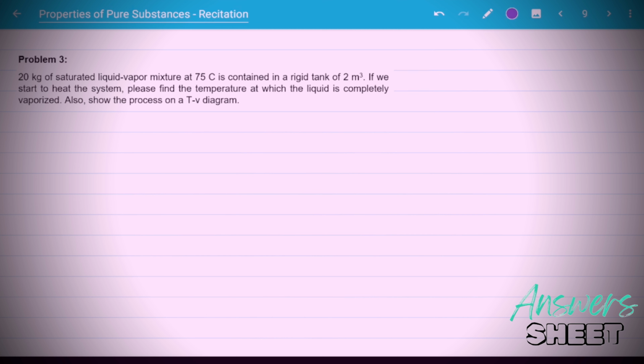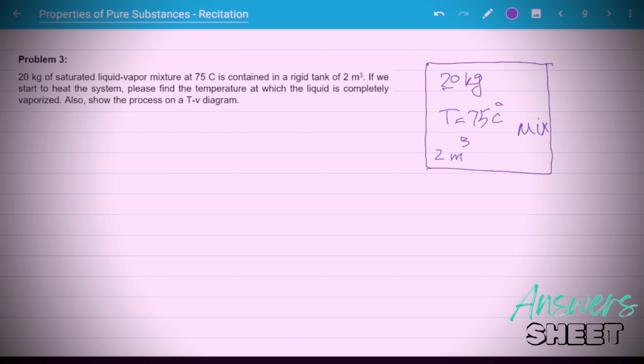Okay, problem 3. So we have a rigid tank with a volume of 2 meters cubed. We have a saturated mixture at 75 degrees, and the mass of this mixture is also given, 20 kilograms. And we are going to heat this mixture up until the liquid is completely vaporized. Find the temperature and also show the entire process on a TV diagram. Okay, so first let's draw a schematic of our problem. This is our tank, 2 meters cubed, we have 20 kilograms, and also the temperature is given. And we also know that it's a mixture at initial state.